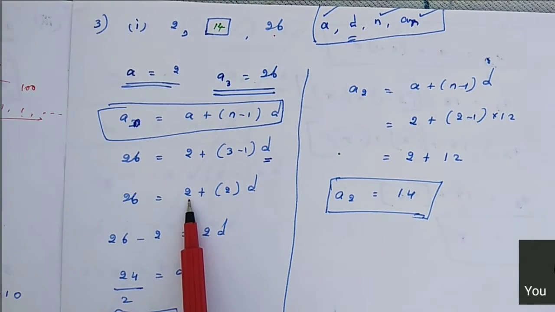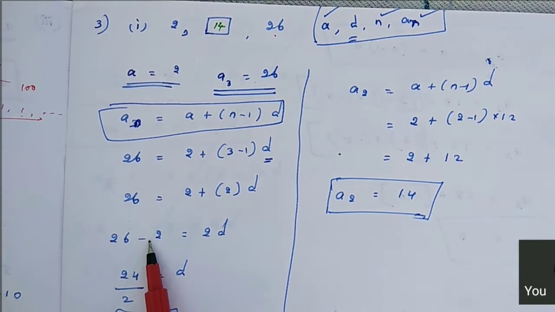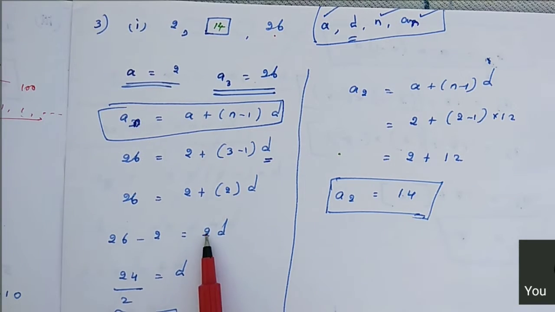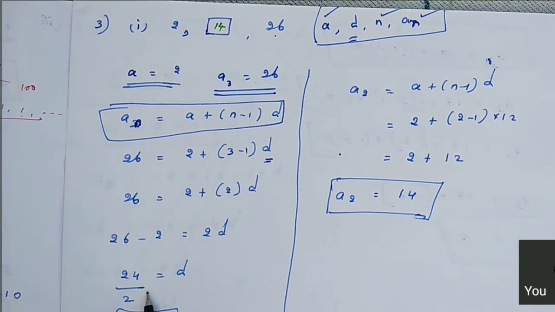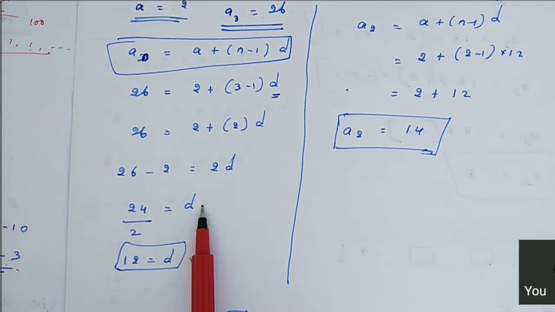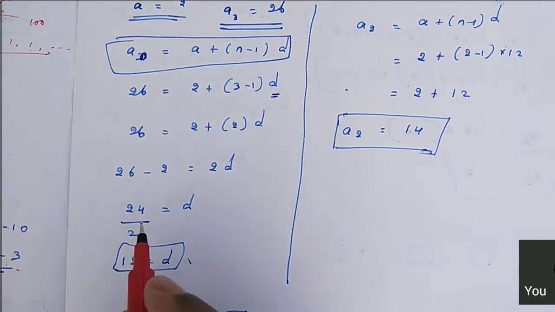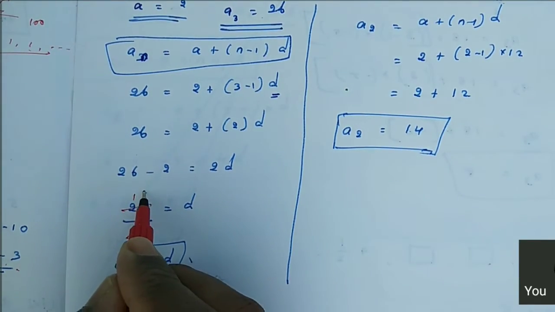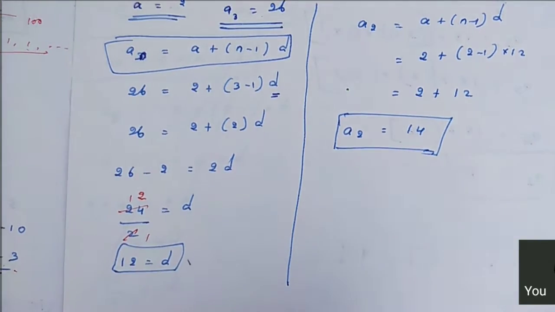Then 26: now we can transpose the plus 2 to the left-hand side as minus 2. So 26 minus 2 is equal to 2D. 26 minus 2 is 24. Now I can transpose the 2 to the left-hand side, so 24 by 2 is equal to D. Then we can cancel it: 1 2s are 2, 1 2s are 2, 2 2s are 4. That is 12. 12 is equal to D. Are you clear, pa?